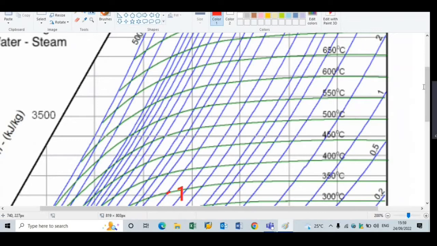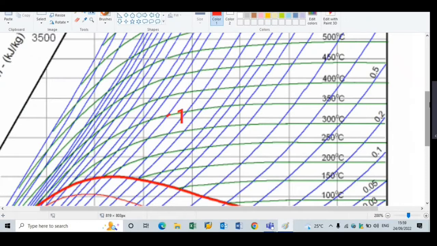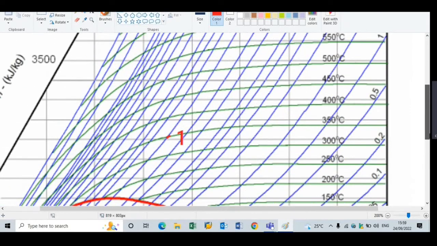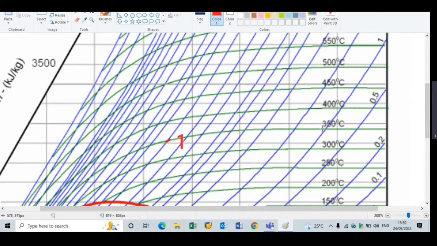Now this initial condition of steam is expanded isentropically. So how does the expansion take place? That is isentropic expansion up to a pressure of 1 bar. We have to select one line and extend it up to a pressure of 1 bar. If we observe here, 0.01 bar is there, 0.05 bar, 0.1 bar. So we have to find where the line for 1 bar is. So this is the line for 1 bar.